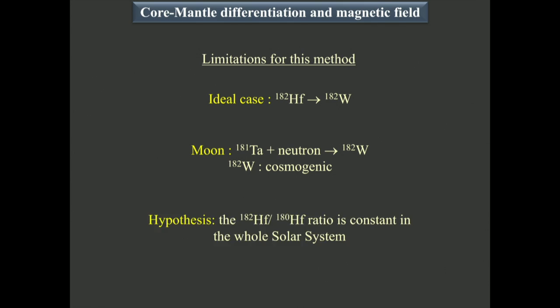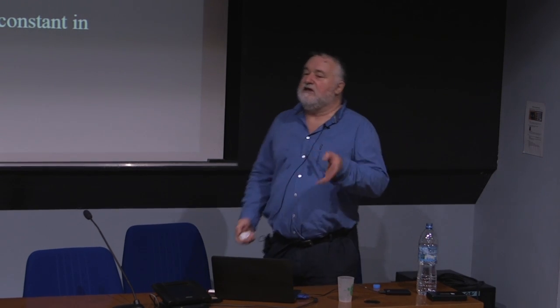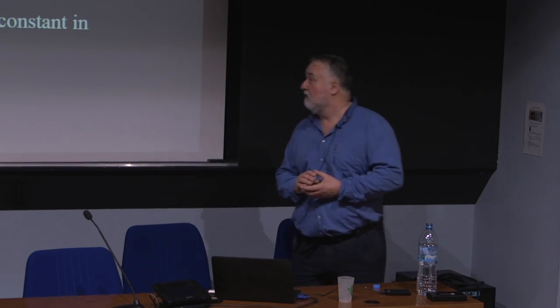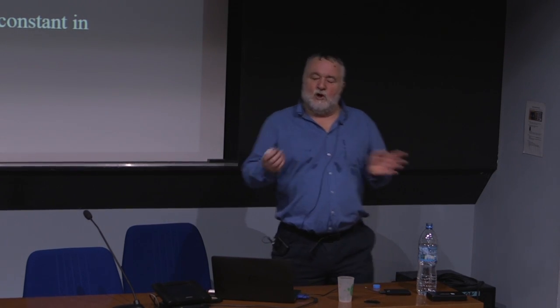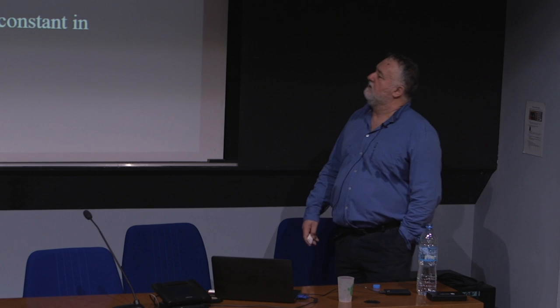Another assumption we made for this calculation is that the ratio hafnium-182 divided by hafnium-180 is constant in the whole solar system. This is quite realistic, but we have no evidence that this is the case. If this ratio is not the same everywhere in the solar system, the value should be slightly different. Even if we take this into account, these differences are not very big. And one thing that is clear is that the differentiation of core and mantle took place very early in Earth. Maybe not 30, but certainly less than 60 million years after nucleosynthesis of this hafnium isotope.